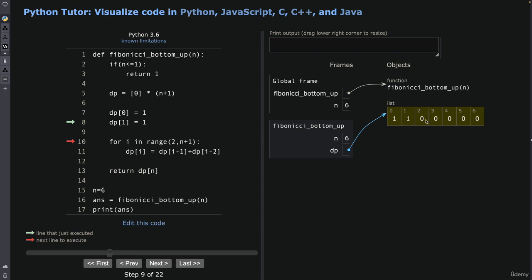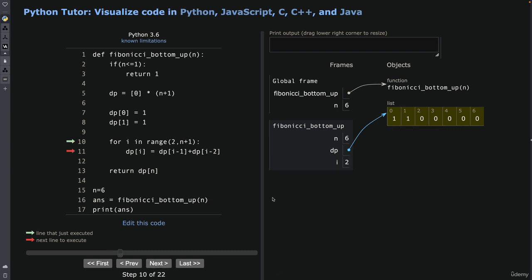DP of 1 I know is 1. Next, for i in range 2 to n plus 1. n is 6, so this loop is going to run for these values. Okay, everyone? So let me just draw this. These are the values which I'm interested in populating. Exactly the way we used to do it manually. Exact same thing is going to happen. We are just saying that, hey, do this now. Do this whole process in front of us. So let us see how this gets filled, everyone.